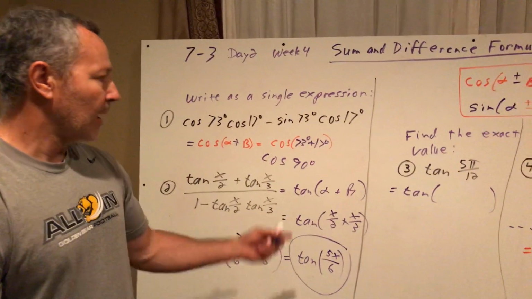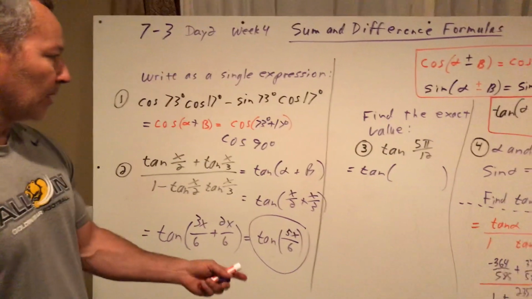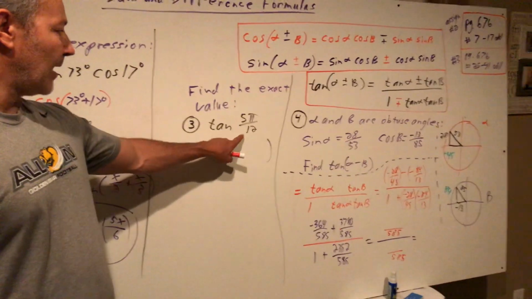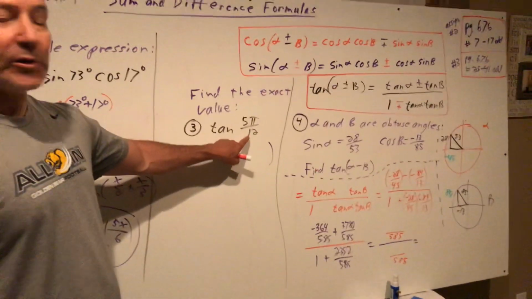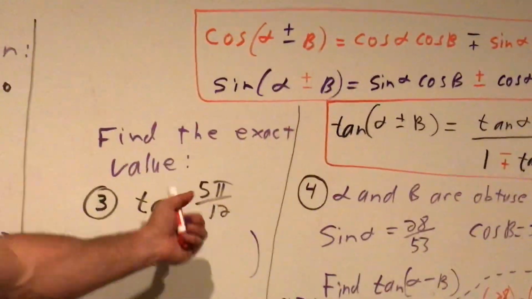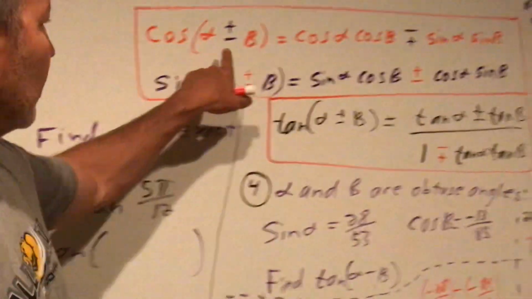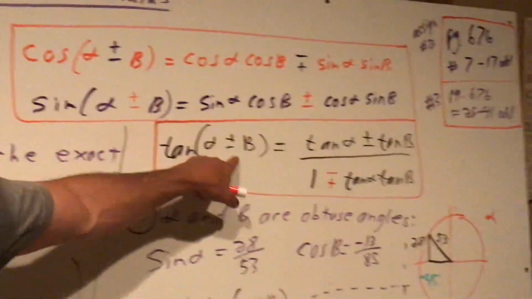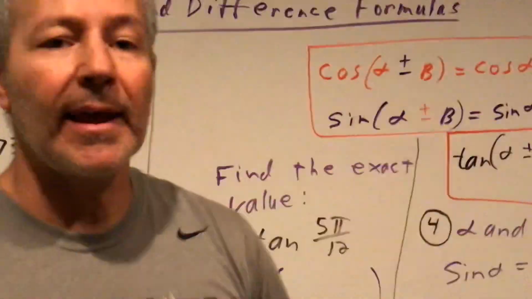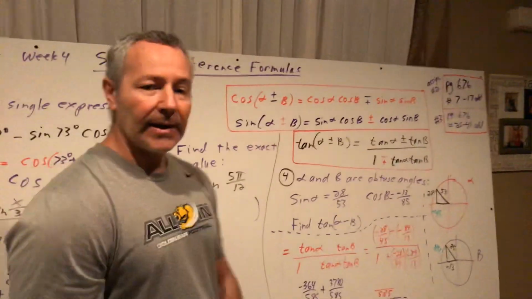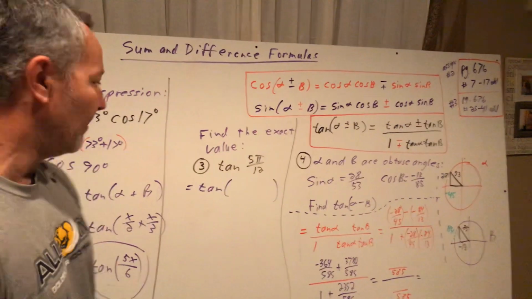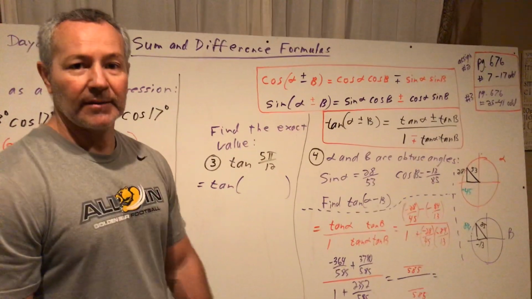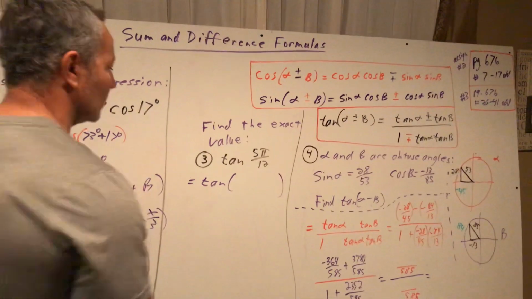On to our third example here. Write the exact value of tangent of 5 pi over 12. What we're doing now is they're giving me one I can't do directly. We did this last week. I have to break it into one of these formulas and choose different angles that represent it. So I need 2 angles that I know the value of that equal 5 pi over 12.